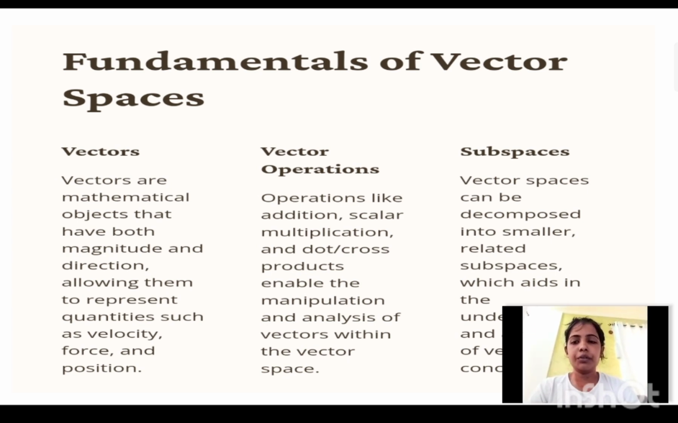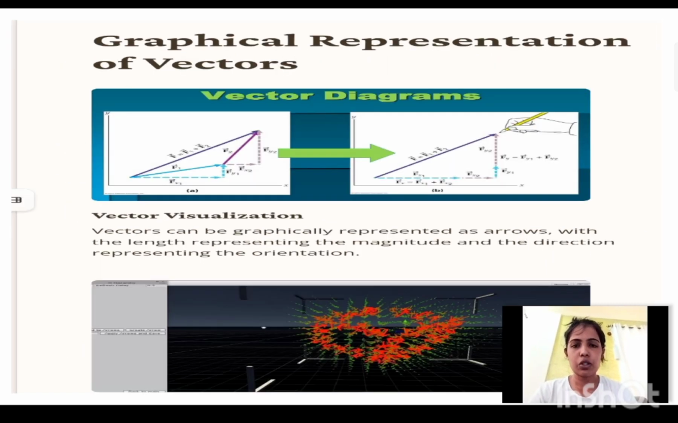So the fundamentals are of three types: vector, operation, and subspace. So these are the things which we learned about vector space. The next topic would be the graphical representation, where we would learn about how the graph is made for this vector space. Graphical representation of vectors.